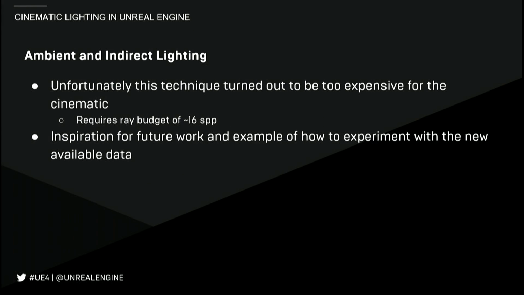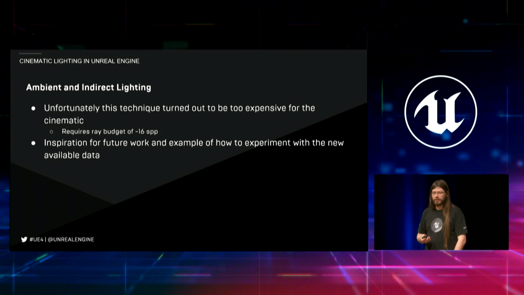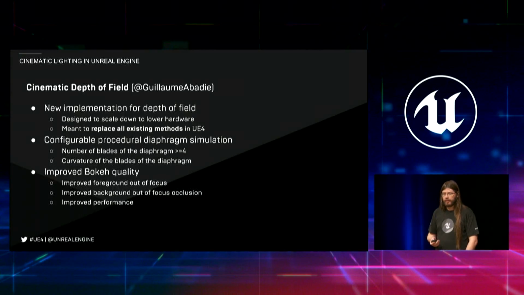All right. So unfortunately, you did not see that technique in the cinematic we played earlier today. We found during experimentation that it kind of requires a ray budget of around 16 samples per pixel, even with the denoising, to look good. But I did think it was important to talk about because I think it's a good inspiration for future work and an example of how you can experiment with the new techniques and the new data we have to create real-time techniques.